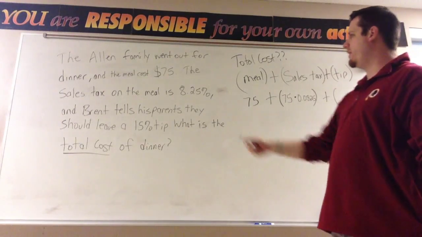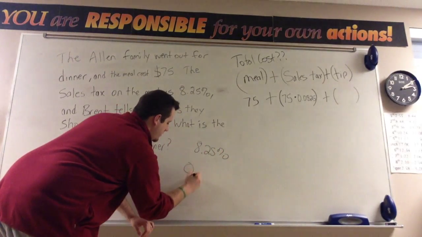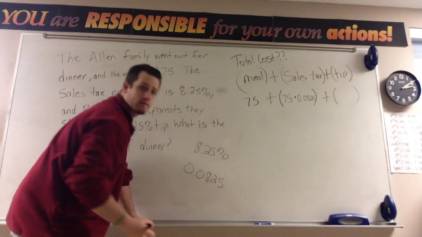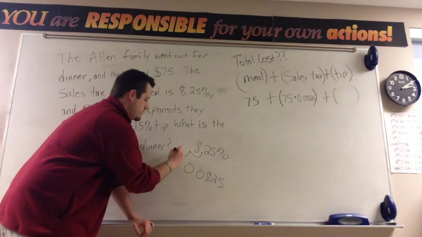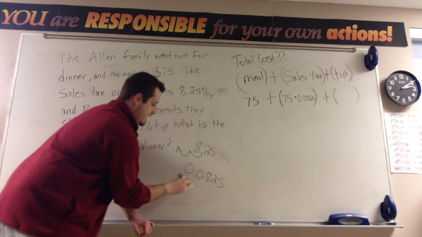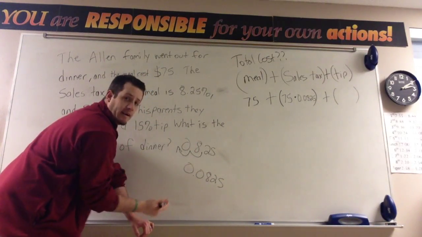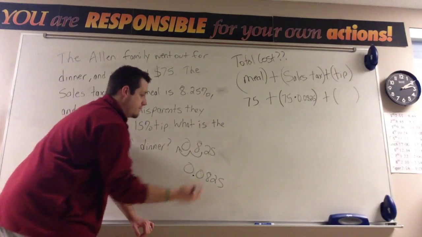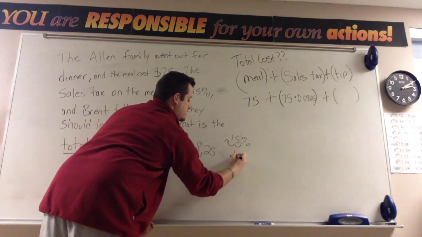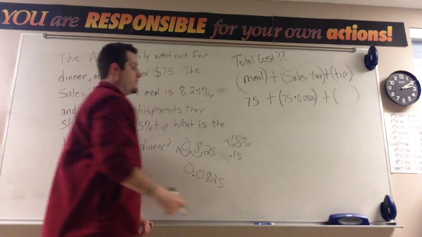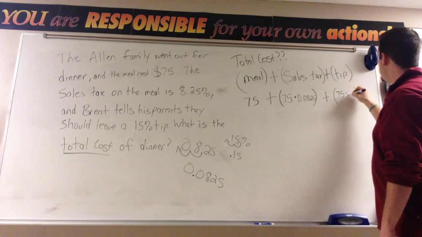Now, how did 8.25% turn into 0.0825? How did this happen? Yes, two hops to the left made this go away and turned it into this, because this empty hop gets a 0. A decimal is now in front of that 0. Right there, correct? Same thing with the 15%. We have to do the exact same thing. Two hops to the left turns into 0.15. So on the tip part, we've got to do 75 times 0.15.